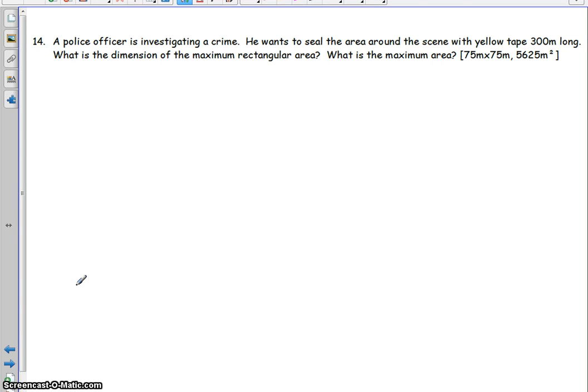Okay, moving on. By the time you've looked at number 14, if you've been doing the questions in order, you've probably seen a lot of these fencing type problems. This one's using tape, but it's the same general principle. So hopefully this one's not too bad once you've done a few.